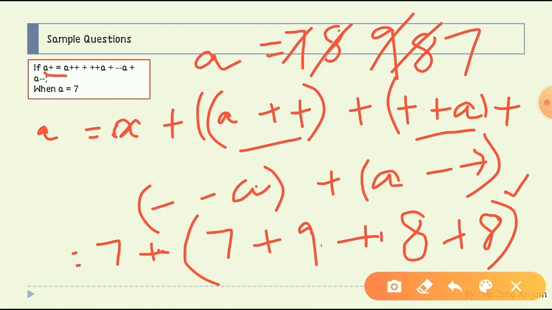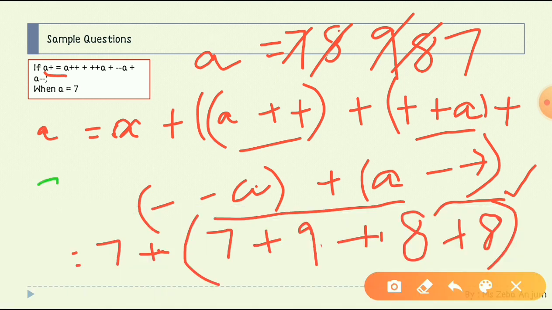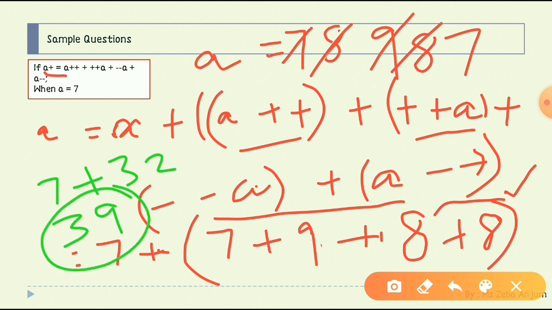So this kind of expression we are going to get. Now please solve it out. Firstly you have to evaluate these brackets, so addition will be taking place at the very first point. So 7 plus 9 plus 8 plus 8 becomes 32. Yes, so now your expression becomes 7 plus 32, and lastly the addition will take place, so your answer will be 39. Please check your answers with mine. Your answer for this expression is 39.